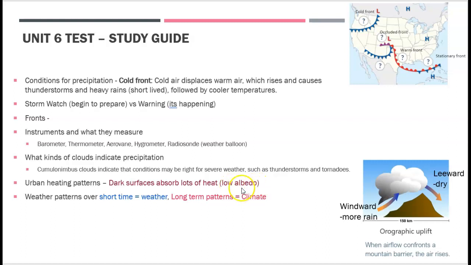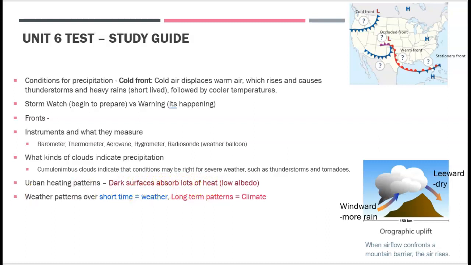Maybe if you go skiing or snowboarding at a mountain, you probably have to wear sunglasses or goggles because all that light is being reflected because it has a high albedo. But surfaces like pavement or blacktop or even brick buildings, they absorb a lot of heat.